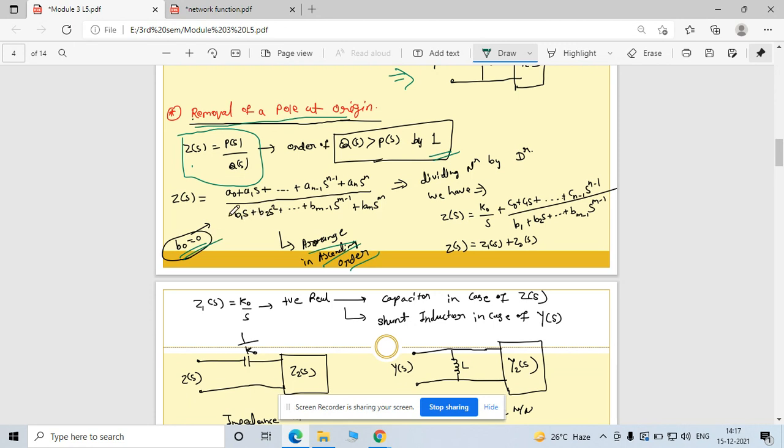If b naught is 0, only then can you take s common, and then in this format your denominator will come as s times something, right? It can have any power, right? Generally it will be m minus 1, because the highest power is m. If you take s as a constant outside from this equation, so your equation is s to the power of m minus 1 plus all this. So here the b naught term is 0, right? So while dividing the numerator by the denominator, your circuit is just like that.